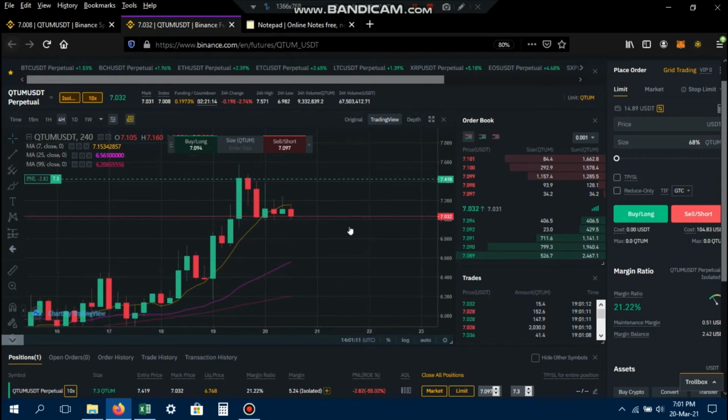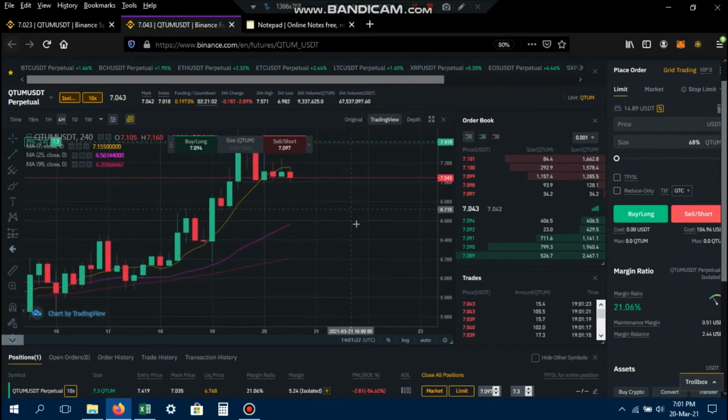For example, currently the market price is 7.40. Now you assume that this price will go down to around 6.163. So you will write 6.163 and click sell short. Now when the price falls to whatever price you set, the number of coins will be yours.